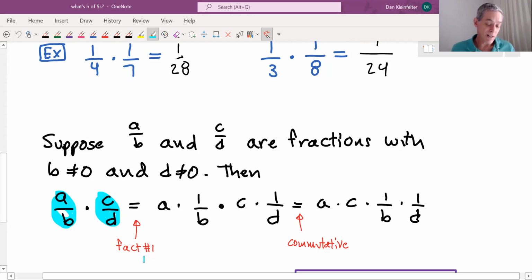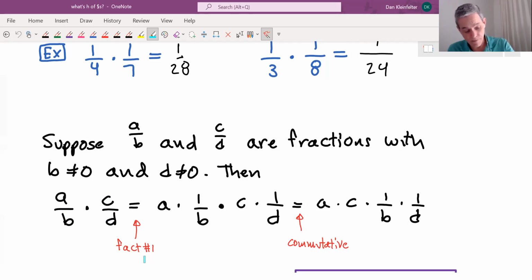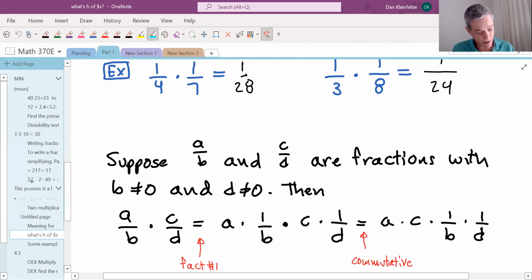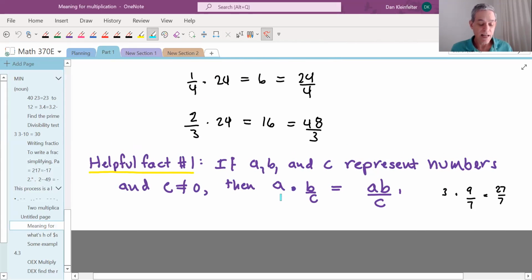Helpful fact number 1, which was a screen ago. Let's go back to that. Helpful fact number 1 said if you had a whole number times a fraction, you can multiply the numerator by that whole number. We saw 3 times 9 over 7 was the same as 27 sevenths. That was helpful fact number 1.